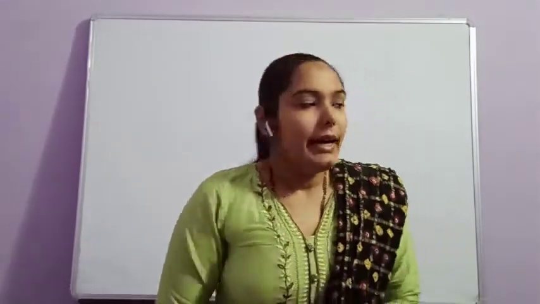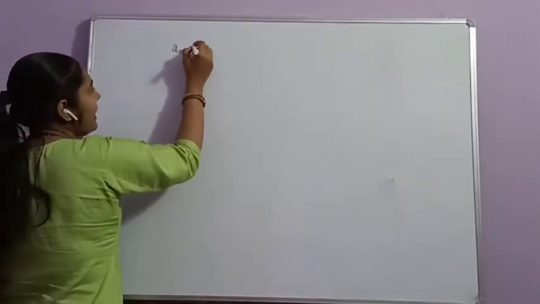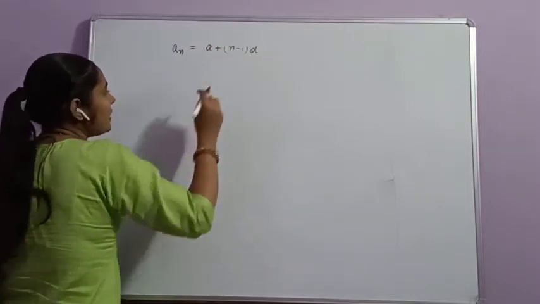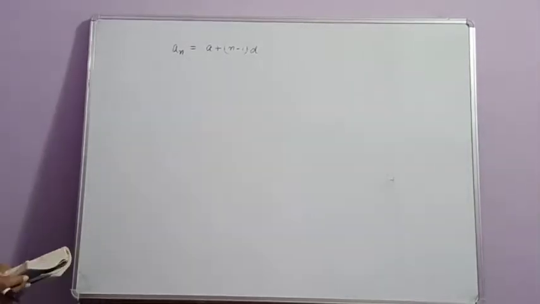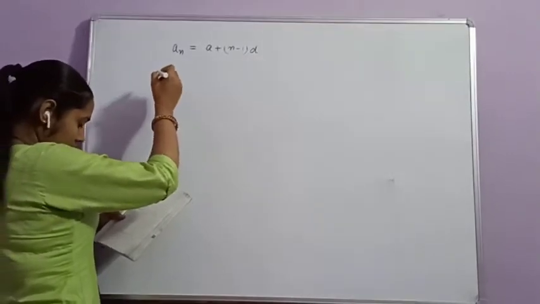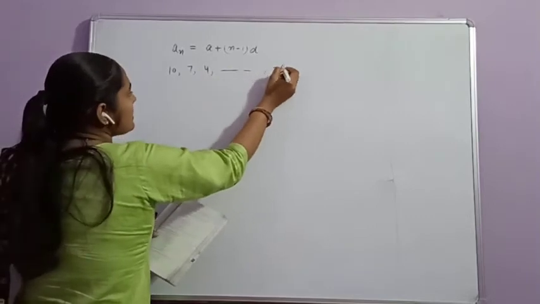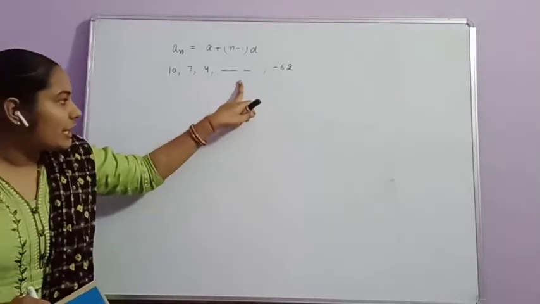Hello students, in the last video we discussed the nth term of an AP, represented by an, having the formula a plus n minus 1 into d. That nth term was from the starting of the AP, that is, if any AP is given to us, like 10, 7, 4 up to minus 62, then the nth term we find from the starting of the AP.